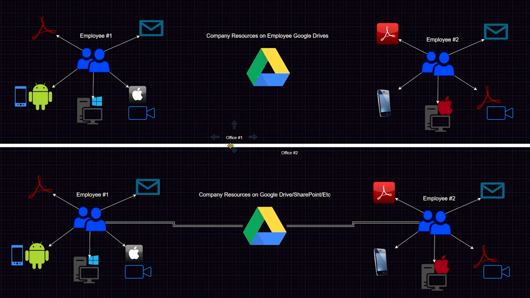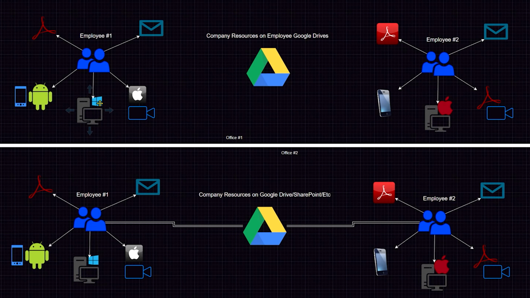All right, so office number one, up top here, we have employee number one and employee number two. Employee number one has some hardware and some software that they utilize to get the job done, as does employee number two. So maybe they use Adobe for PDFs. Let's say they use Microsoft Outlook for something like email. Let's say that they have some video editing responsibilities in their job position, so they can use one of Apple's products to get that done.